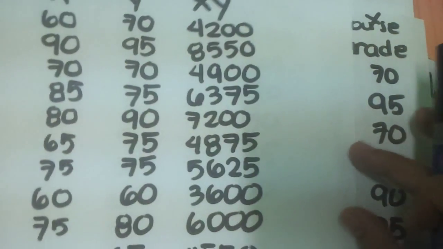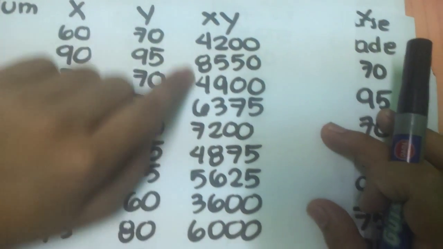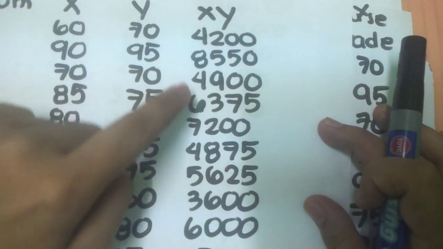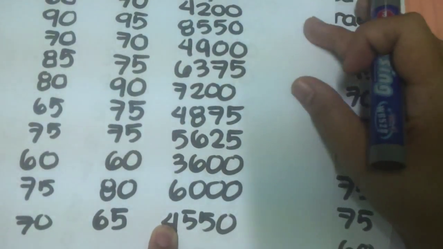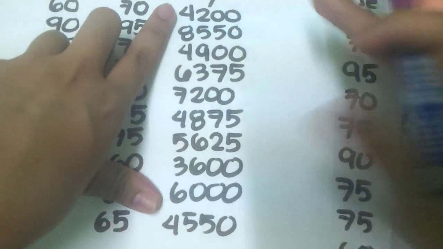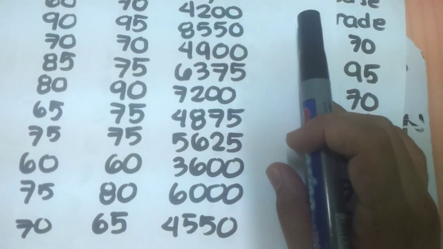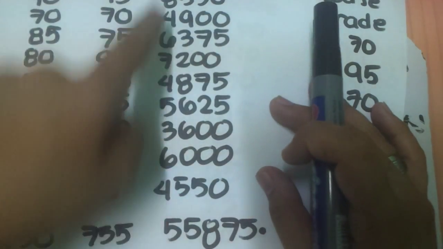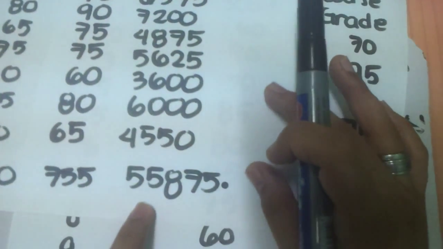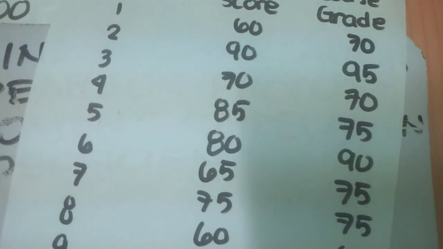So we've come up to this data. This is for student number 1, student 2, 3, 4, 5, 6, 7, 8, 9, 10. So we need to find its summation, so just add it. Add the summation of XY of student number 1 to student number 10. Adding this all, we get 55,875. So that finishes the summation of XY.